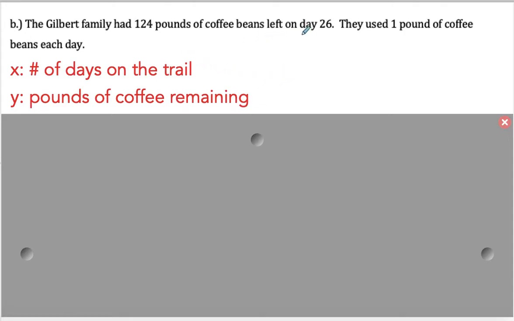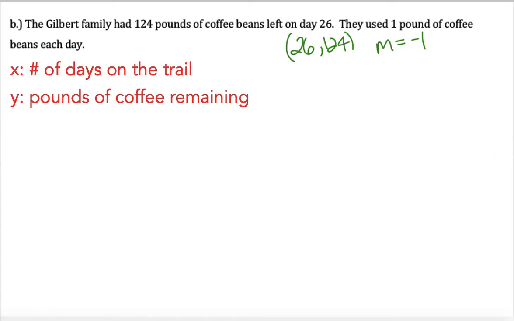What I notice here is that we got an ordered pair. On day 26, we have 124 pounds of coffee, and we are given the unit rate of negative 1, because I'm using 1 pound per day. And I think you would agree that with this information, it would be easiest to write our point-slope equation first. And so y minus 124 equals negative 1 times x minus 26.